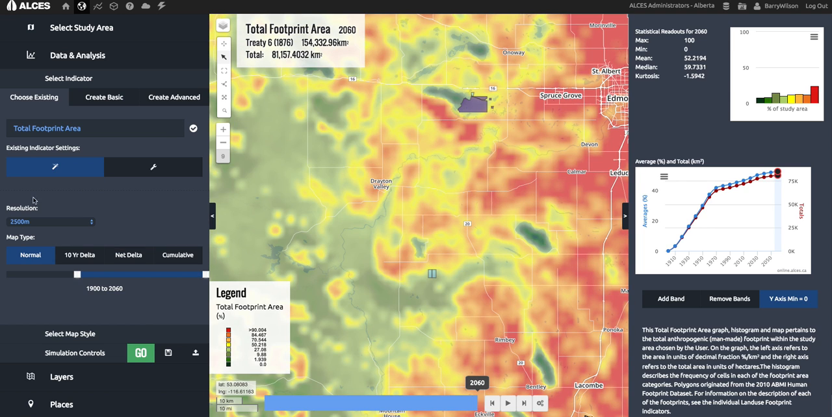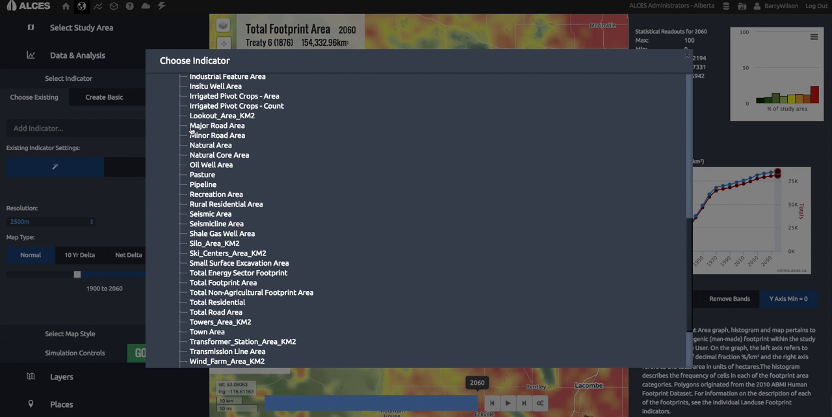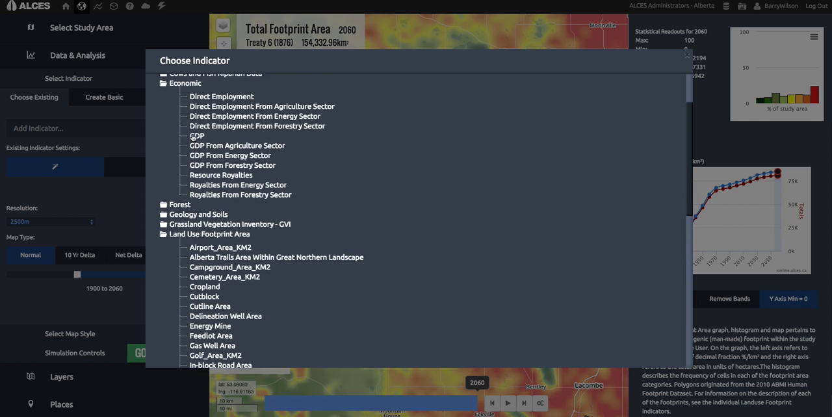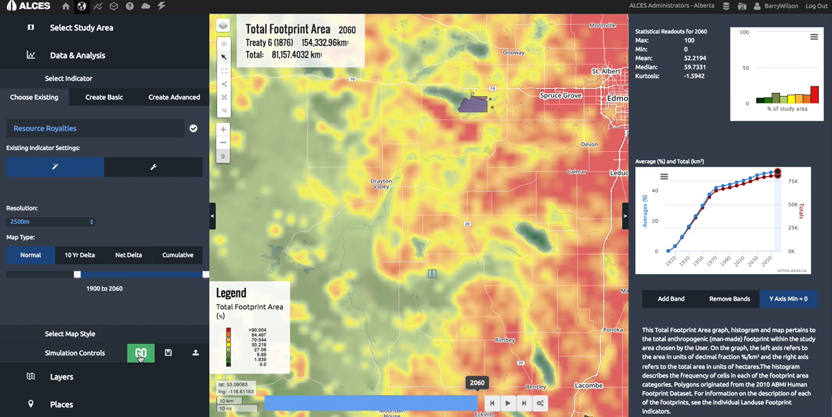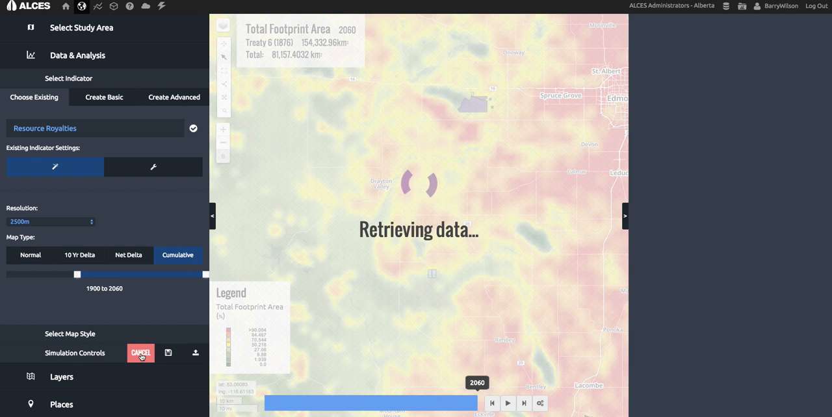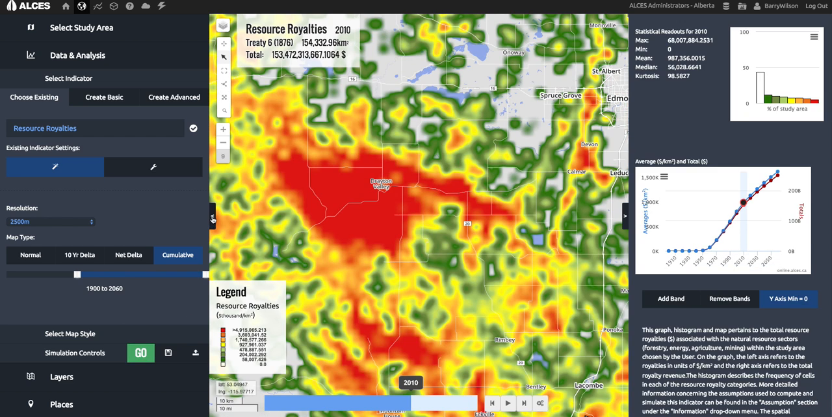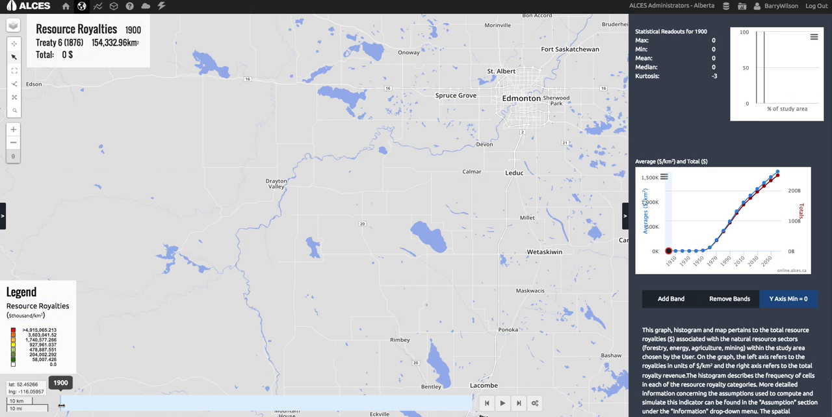So now what we're going to do is we're going to switch our indicator, and we're going to go up to an economic indicator and look at resource royalties that have been generated here. And we're going to look at the totals over time, the cumulative total of resource royalties. So now I'm going to go back to 1900. And you will see over here on the graph the increasing royalties. This is the total royalties over time that have been generated.